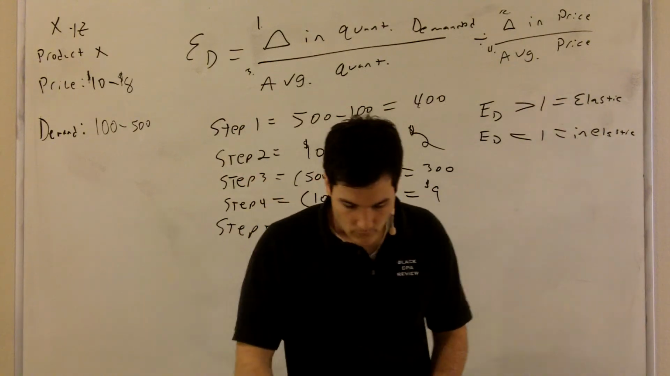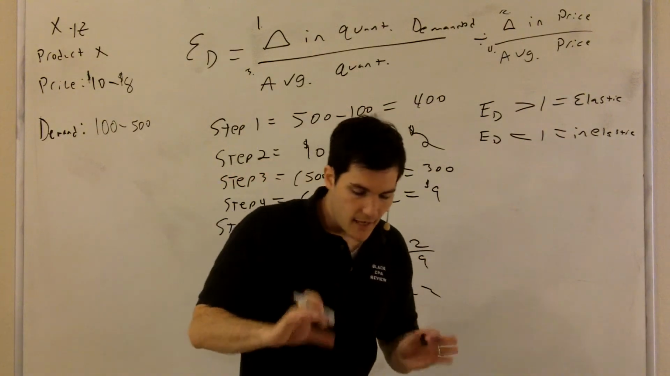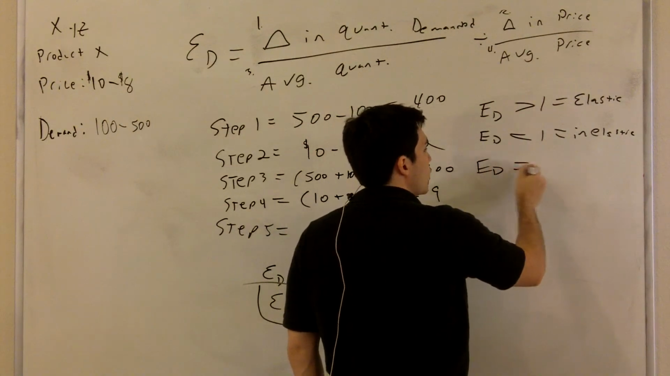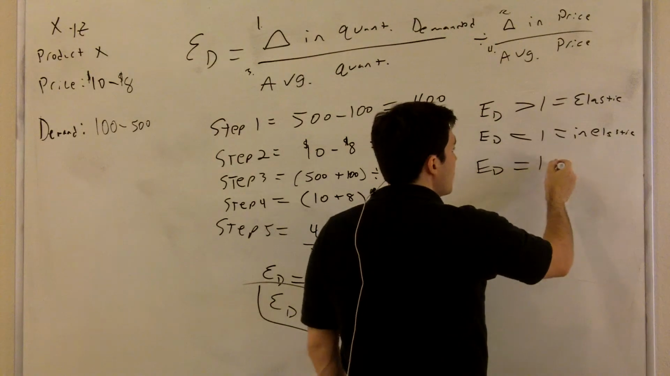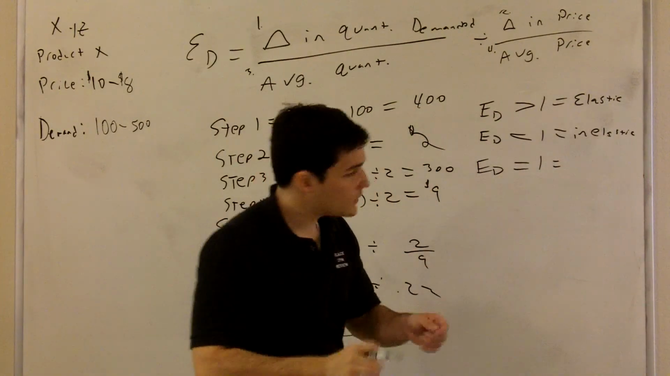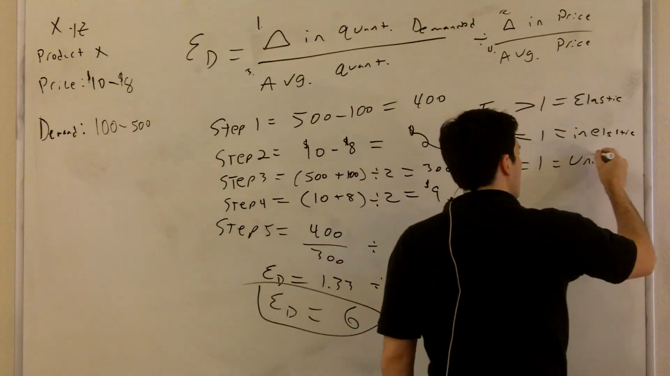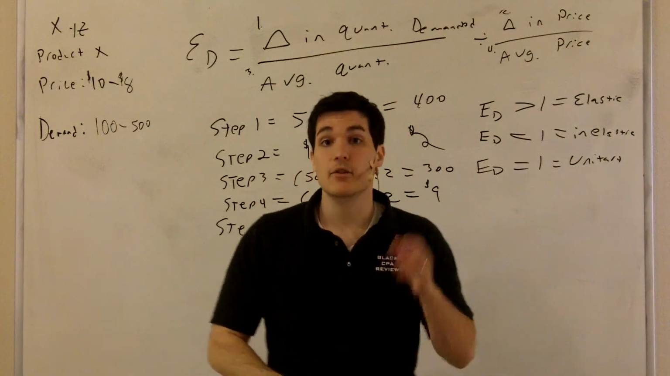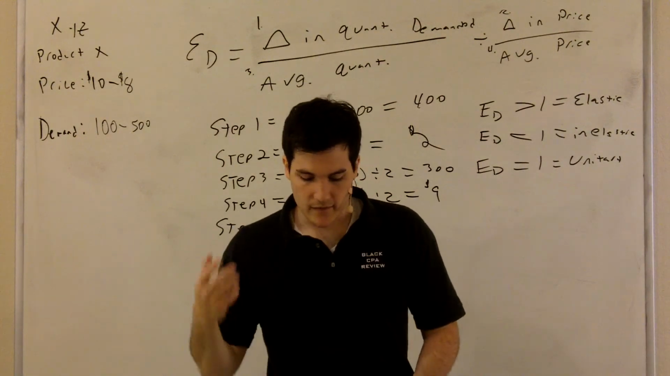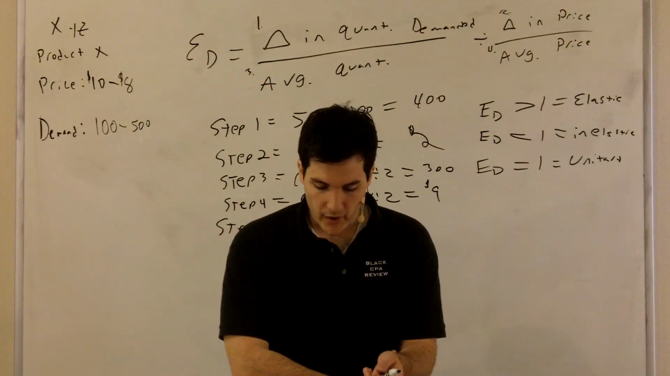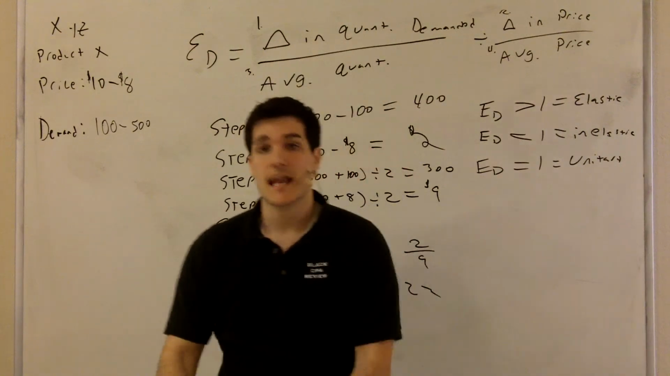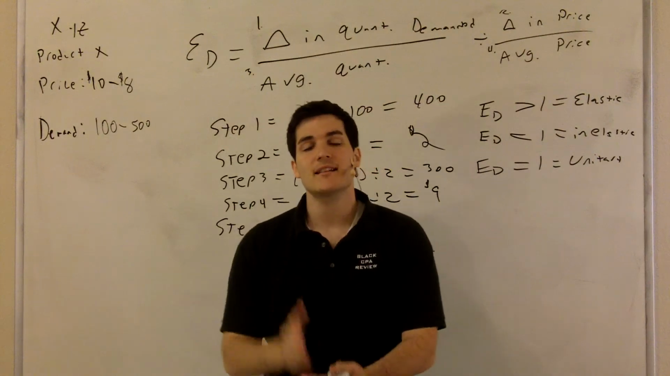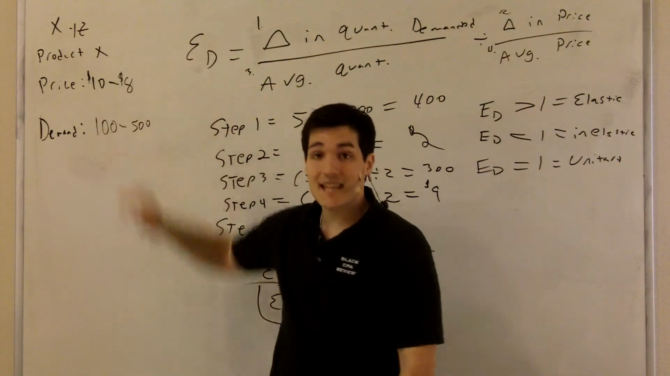Now, if the elasticity is equal to 1, then you have what's known as a unitary product. This means that the product is neither sensitive nor insensitive to price change. So if there is a price change, total revenue will stay exactly the same. So XYZ lowered the price by $2. They're going to have the exact same revenue as when it was $10.